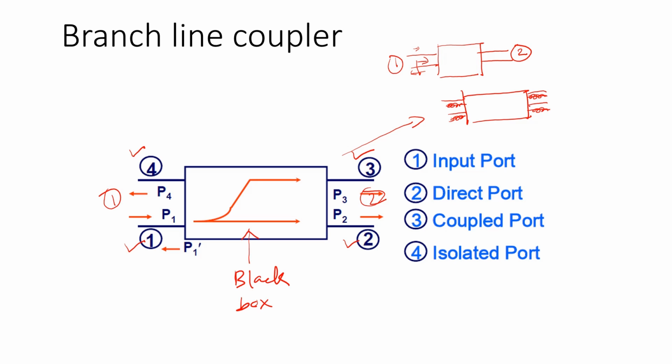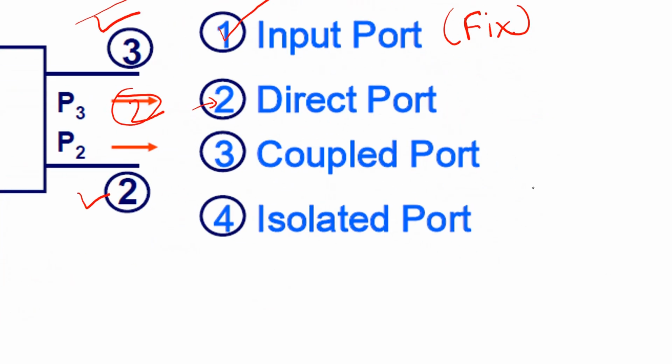Here we are considering port 1 as our input port. There is no rule that port 1 should be an input port only. Okay, keep this in mind. For now, port 1 is the input port. If port 1 is the input port, then this is port 2. Port 2 will be called the direct port.